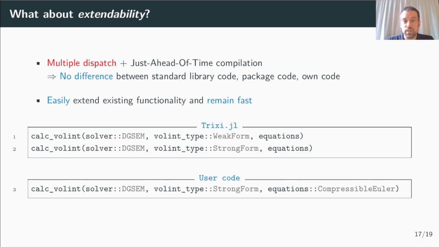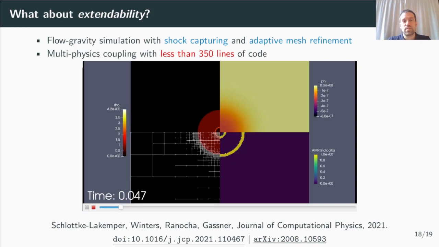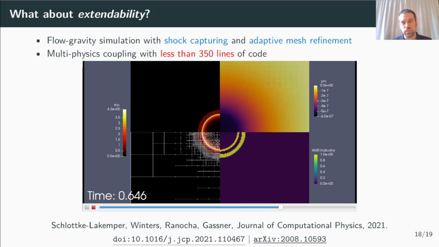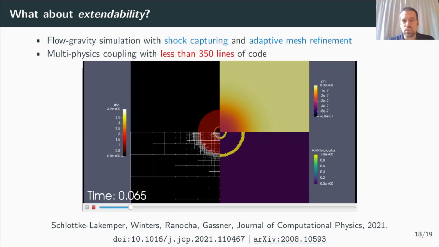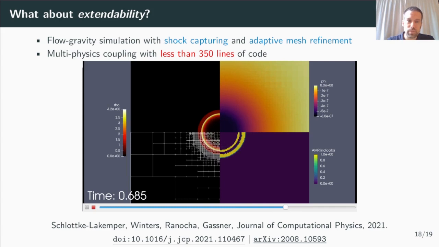We've used this ability to extend Trixi and Julia code very easily in the past. So this is an example of a flow-gravity simulation with shock capturing and adaptive mesh refinement. This is actually a multi-physics simulation where we have a flow solver running independently of a gravity solver, and they exchange information in each time step. We had the single-physics solvers up and running, of course, before. So the only thing we needed to do was add the multi-physics coupling part. And this was achieved in less than 350 lines of code, which I think is really amazing if you think about it. And we've actually published this result also in one of our papers.